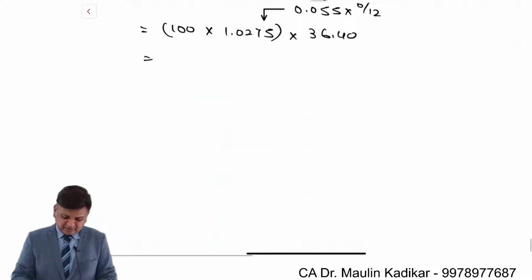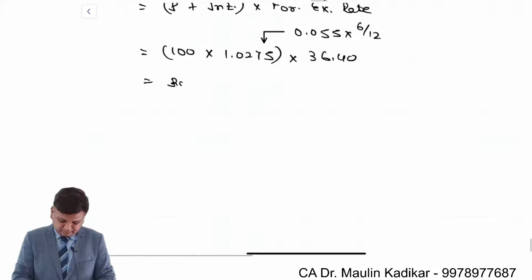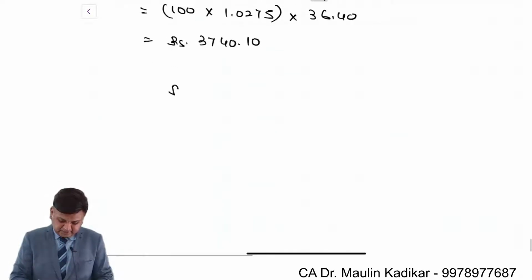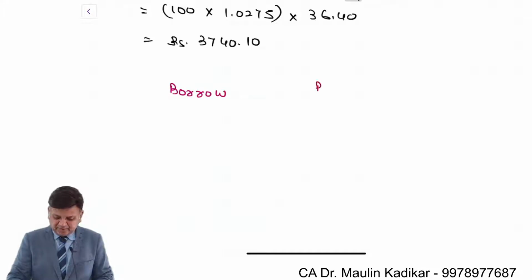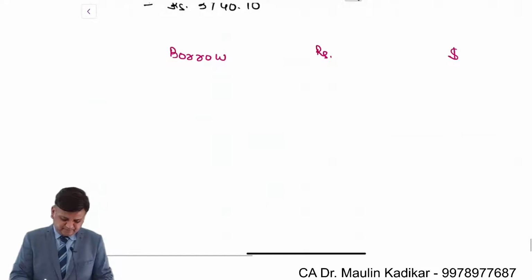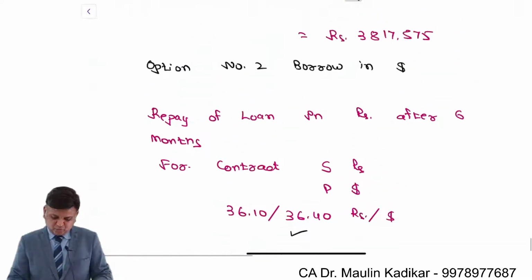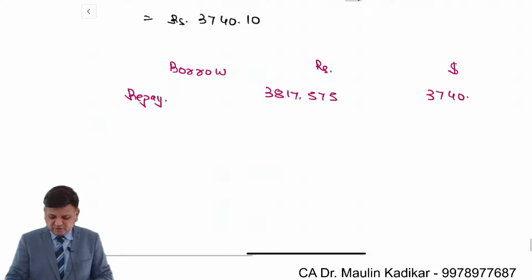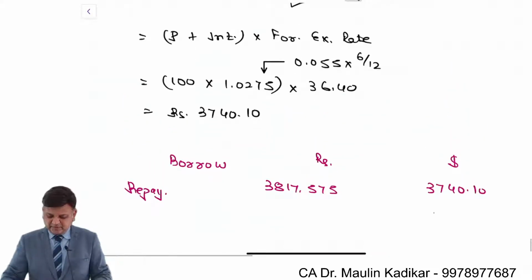So 3740.1. Now we have to make a comparison. Borrow in rupee currency and borrow in dollar currency. Repayment: 3817.575 versus $3740.10. So we'll go for the lower repayment.